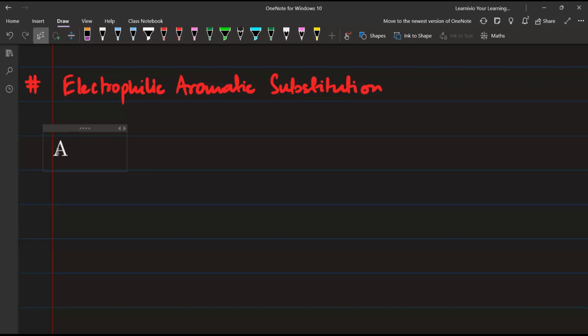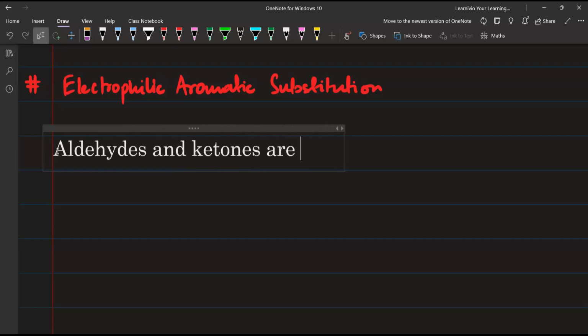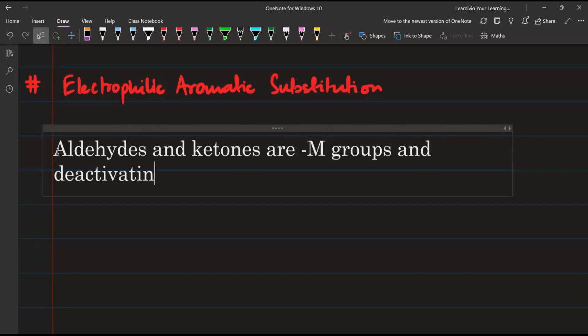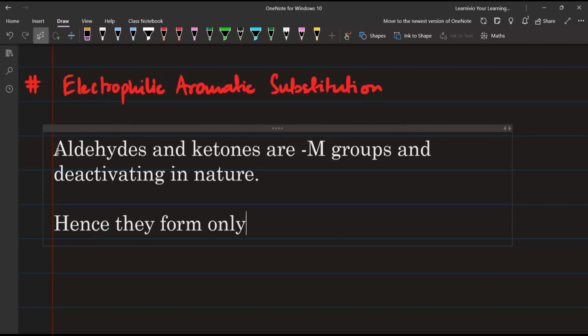So that depends on the minus M or the plus M group. So please write: aldehydes and ketones are minus M group and deactivating in nature. That means they also reduce the reactivity. Hence they form only meta product.